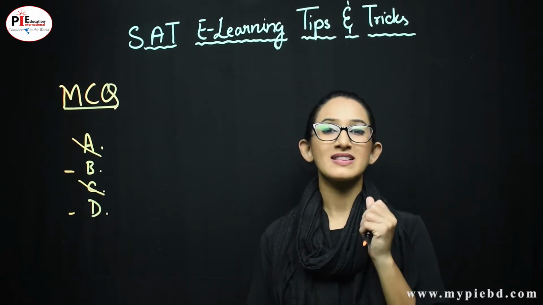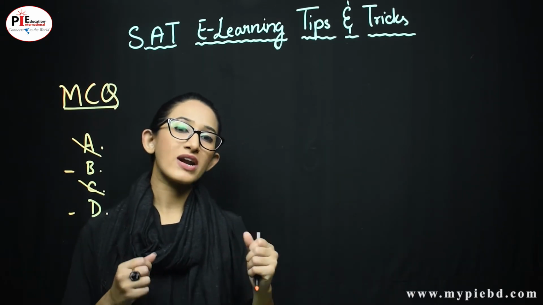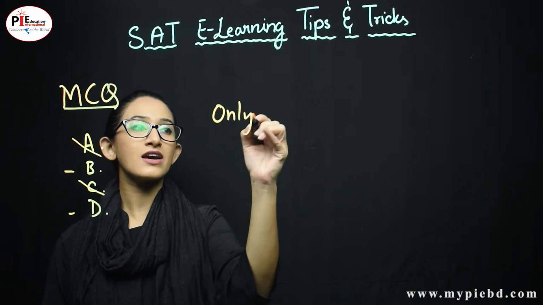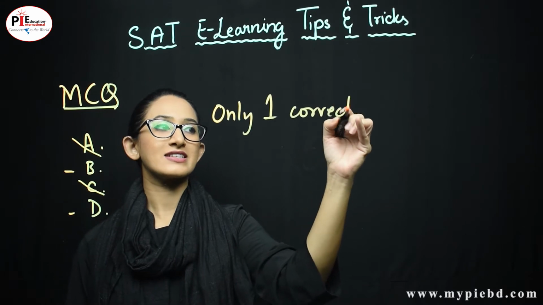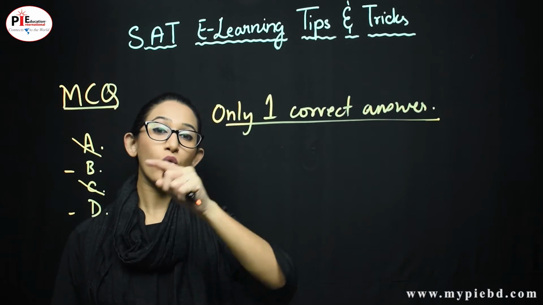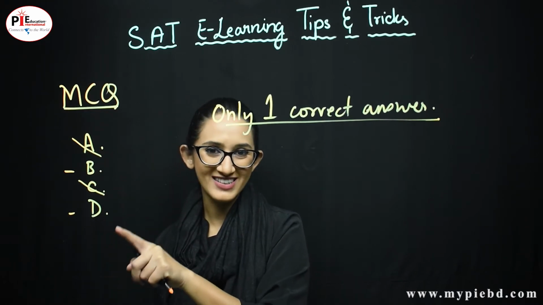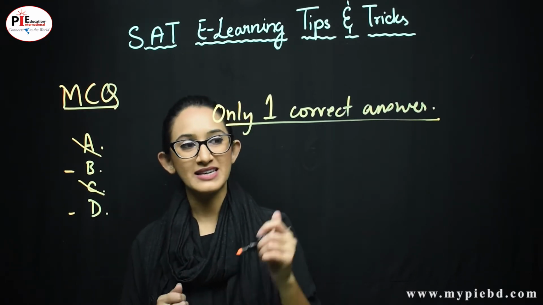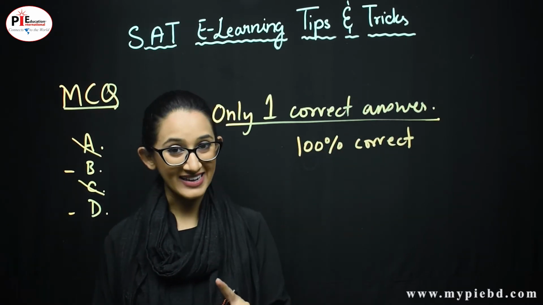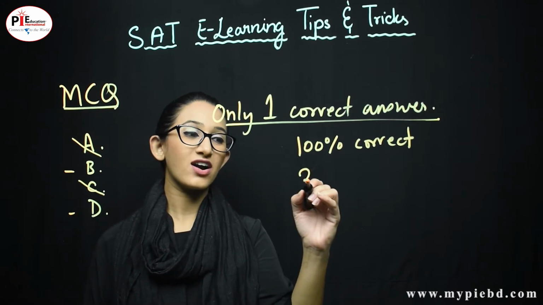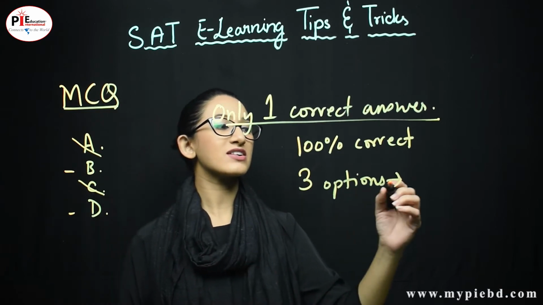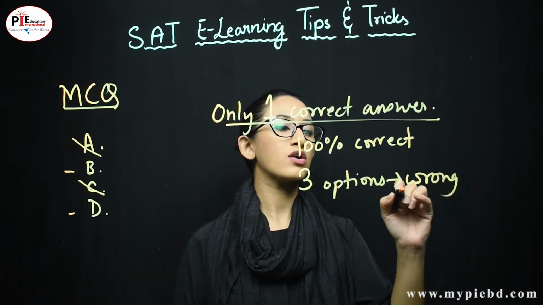Now, here's a tip that you need to remember. In your SAT exam, always remember that there is only one correct answer. Now, what this means is that only one of the 4 options that are given to you will actually be 100% right. And this also means that the other 3 options are incorrect because there is something wrong with them, right?